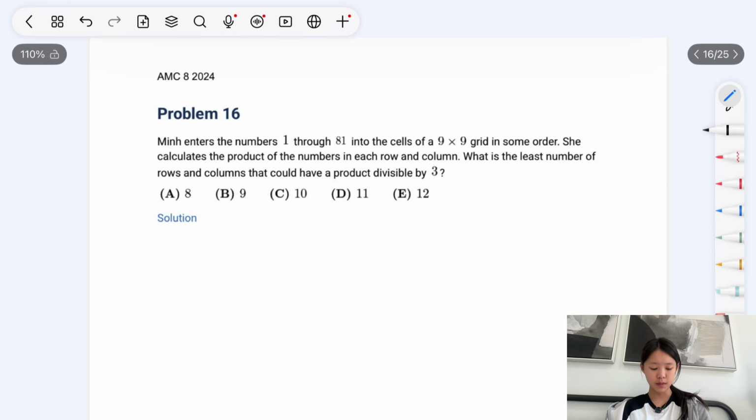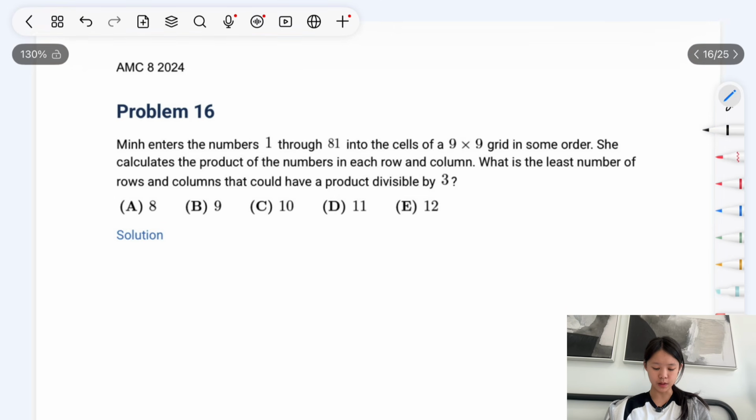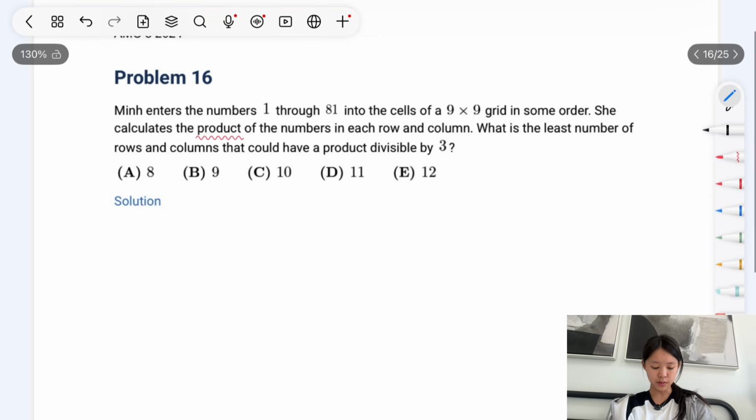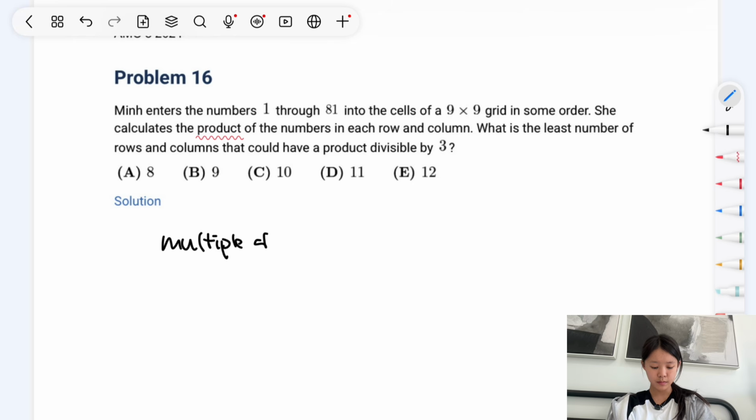Problem 16. Min enters the products 1 through 81 into the cells of a 9 times 9 grid in some order. She calculates the product of each number in every row and every column. What is the least number of rows and columns that could have a product divisible by 3? So for a multiple of 3, the main condition is that you have at least one number within the factorized product that is a multiple of 3.